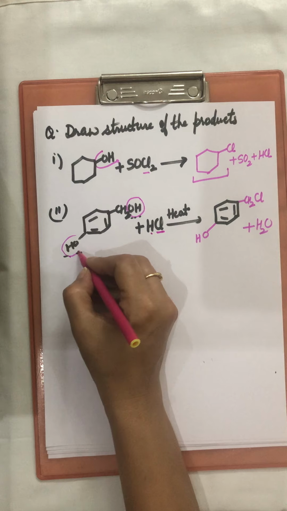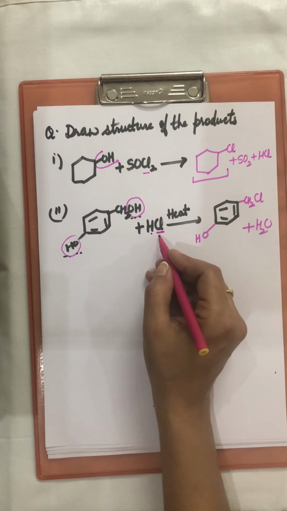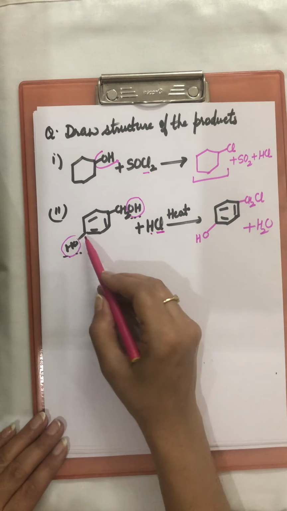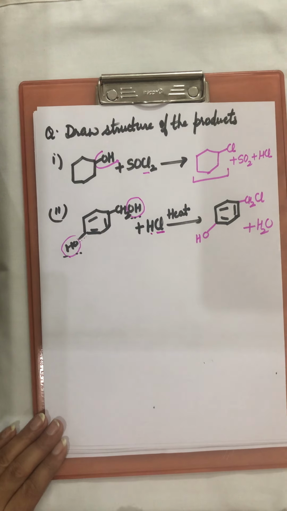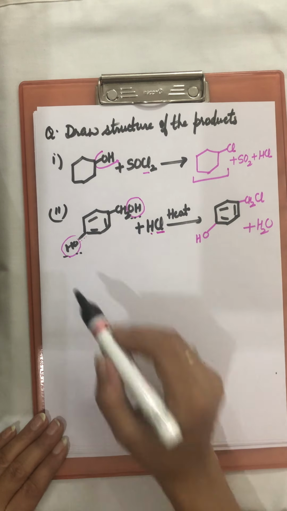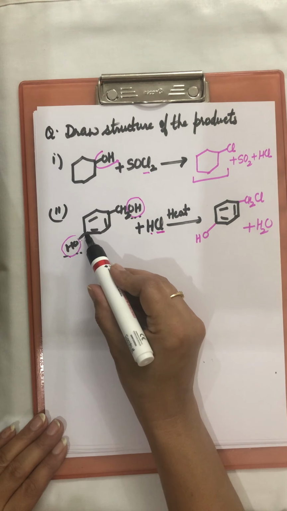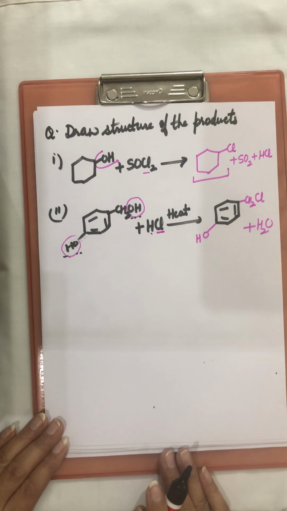Why is this OH not replaced by the Cl? Because here actually a partial double bond will come, which is difficult to break. So those nucleophiles which are linked with the benzene ring directly are difficult to replace.